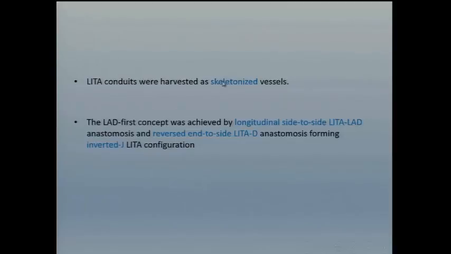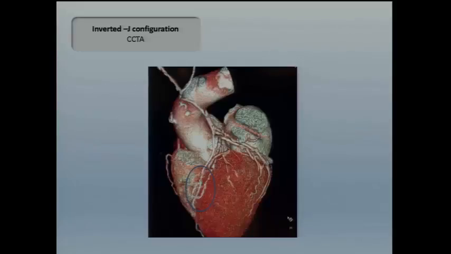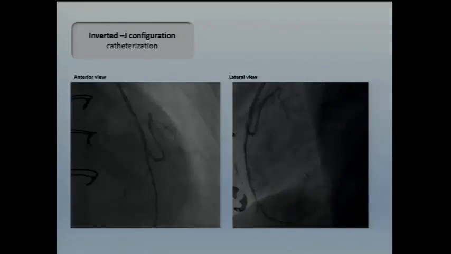All LITA conduits were harvested as skeletonized vessels, and the LAD-first concept was achieved by a longitudinal side-to-side LITA to LAD anastomosis, followed by a reversed end-to-side LITA diagonal anastomosis forming the inverted J configuration, as seen here. That means that the LAD is grafted by a side-to-side longitudinal LITA anastomosis, and then the distal segment is reversed backward to make an anastomosis on the diagonal artery. And here you see it on the angiogram, that the anastomosis on the diagonal artery is reversed.